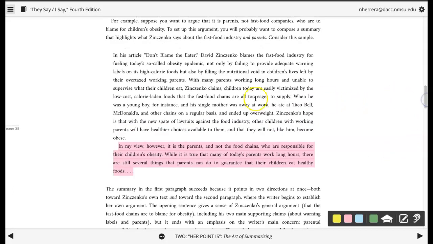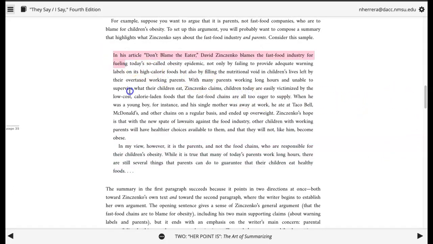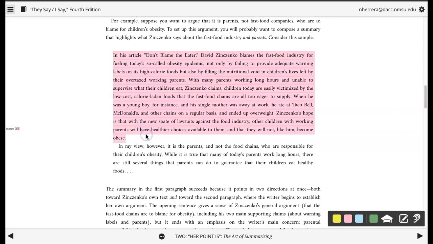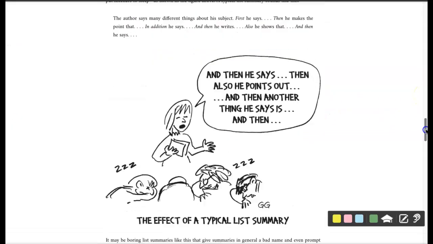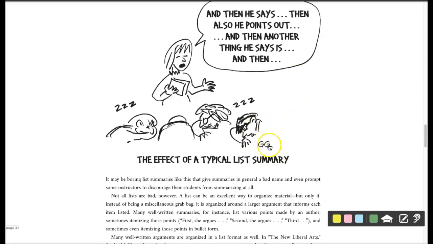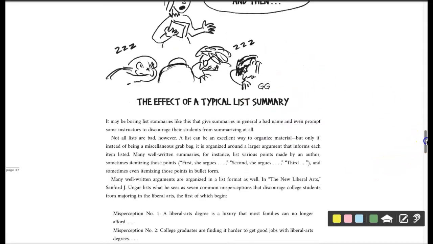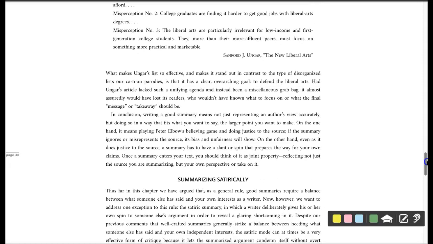As you can see over here, we have an example of a summary. It should flow very well. It should give the reader information about what the article was about. It shouldn't make them feel like you're just listing information. It should actually make them feel like they're getting a good sense of what the article was about. So yeah, definitely avoid list summaries because they can make the reader fall asleep.